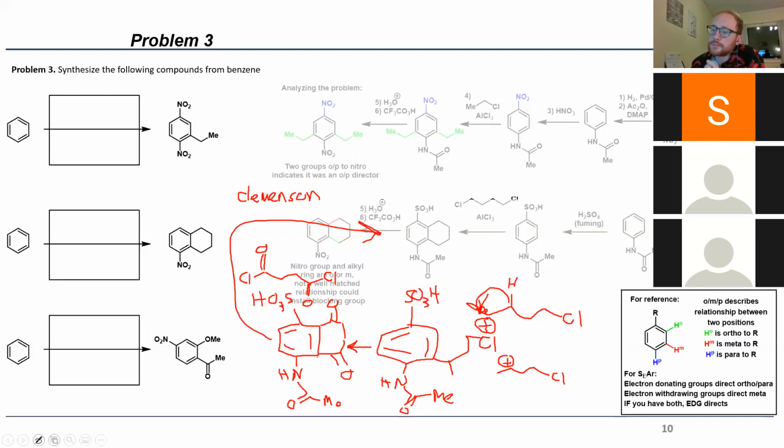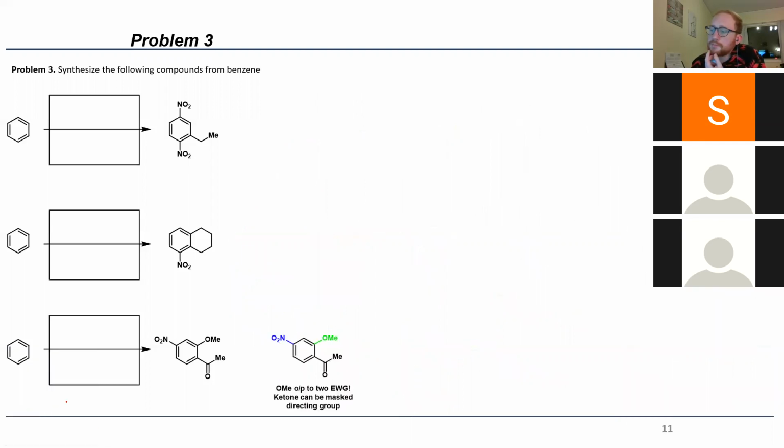Okay. Next problem. So I think the key recognition to make on this problem is that we have this methoxy group, ortho and para to two electron withdrawing groups. And as we said earlier, this should be a red flag to you for seeing an SNAr reaction problem.